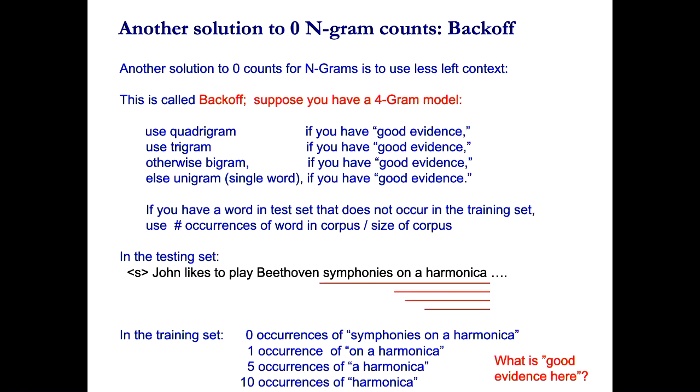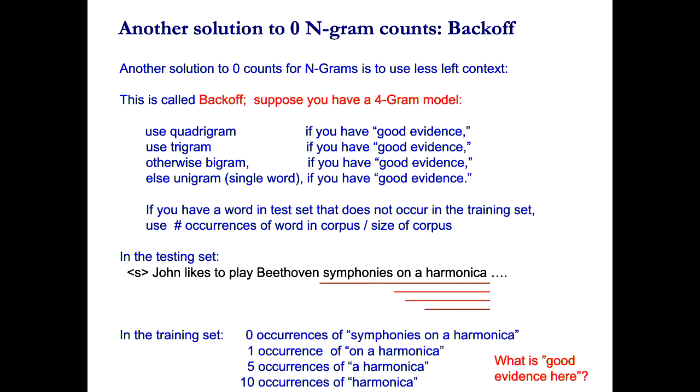Another idea. So there are two basic principles, and then ideas, and then they combine them. Many of the most subtle ways of doing it involve combining. Another solution to zero counts is to use what's called backoff: to use less context.